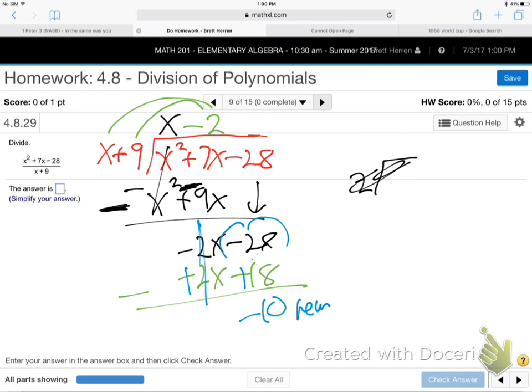That's your remainder. How do you write the answer? You write plus the remainder over the left. So it's remainder over the left: negative 10 over x plus 9. Like that. Is that good? Questions on that one? No questions? All is well? All right.